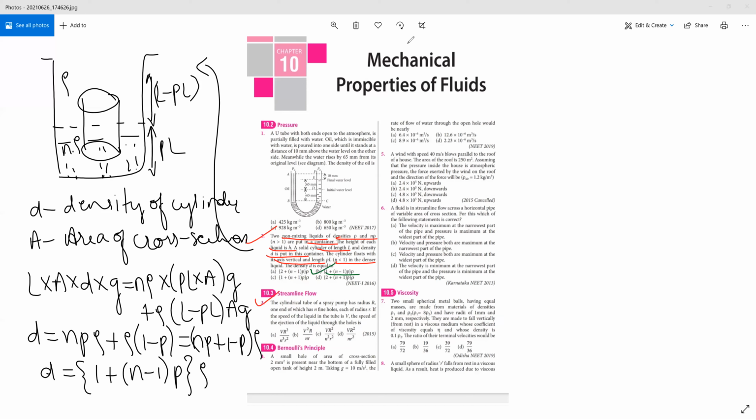Next, third one. The cylindrical tube of a spray pump has radius R. One end of it has N holes, each of radius r. The speed of liquid in the tube is V. The speed of the ejection of the liquid through the holes is... So 4 options they have given. So here, third one.